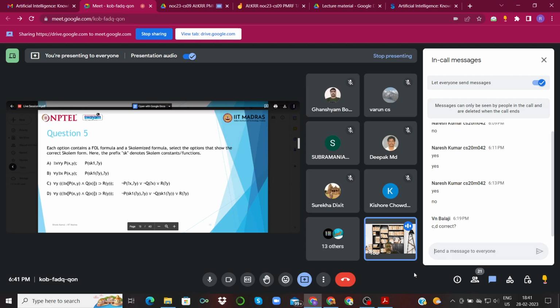So the first option, option A, as we discussed, is the correct one because we have there exists x for all y, p of x and y, and you can replace x with a Skolem constant, not a function. So you have p of sk1 and you have a universally quantified variable y. Okay, this makes sense. This is correct. Can anyone tell why we are replacing it with a Skolem constant and not a function? Remember, we had discussed this in the last live session.